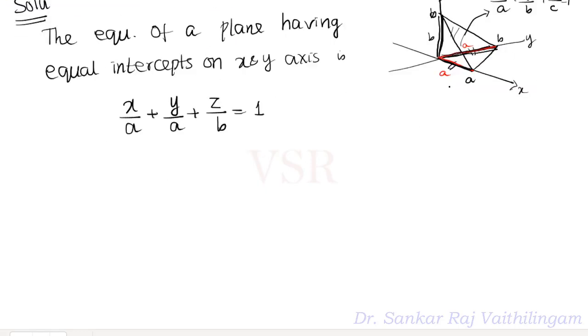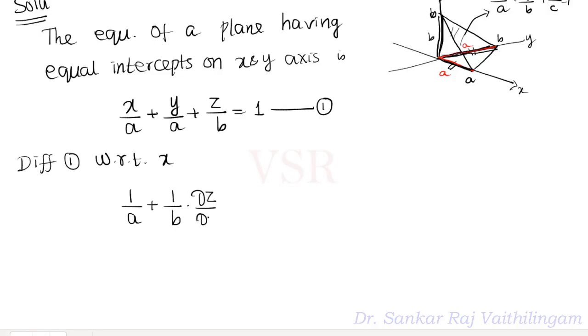I call this my equation 1. Now differentiate 1 with respect to x. What do we get? 1 by a plus 0, and z is a variable here, so plus 1 by b into dou z by dou x, which is equal to 0. So this implies 1 by a is equal to minus 1 by b into dou z by dou x. I call this p.